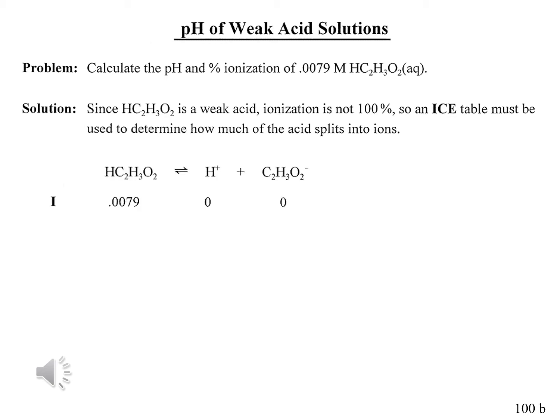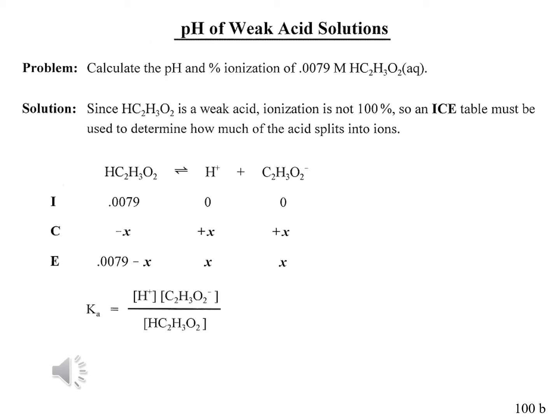So I'm starting with the initial concentration of 0.0079, and next we need to do the changes. And you already know that you're going to shift towards the zeros. So the pluses always go on the side with the zeros and negative on the other side. And the concentration at the end is what you started with plus what you changed. So you end up with 0.0079 minus X for acetic acid.